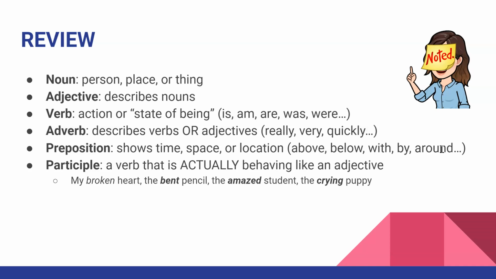Finally, a participle is a verb that looks like a verb but is actually behaving like an adjective. It's not the main verb of the sentence. So, my broken heart. Yeah, broken could be a verb, but right now it's not. It's describing the heart. The bent pencil. The amazed student. I'm not saying the student was amazed. I'm describing the amazed student. Or the crying puppy. That sort of thing.